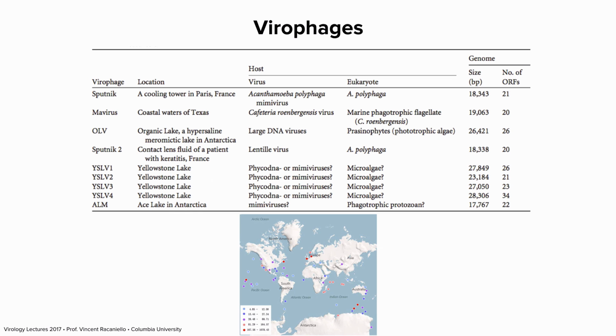And so here are some examples of virophages that have been discovered. The first one was Sputnik virophage. It was discovered in a cooling tower in Paris, and its helper is mimivirus, the first giant virus that was identified. And you can see it's got an 18,000 base pair double-stranded DNA genome and encodes 21 proteins. So these are pretty complicated viruses. Then you have a bunch of others. Here's Ma virus, identified off Texas, which is helped by the Cafeteria roenbergensis virus. And Cafeteria roenbergensis is a marine phagotrophic flagellate. This is a very common eukaryote in the oceans that tends to eat lots of other things. That's why they call it cafeteria, because it eats anything.